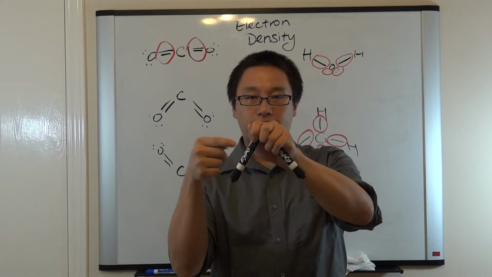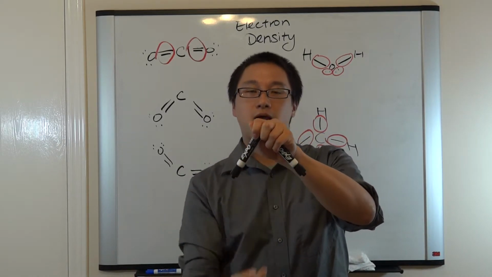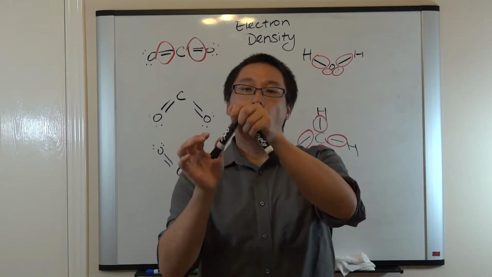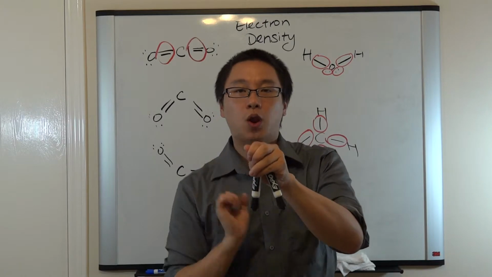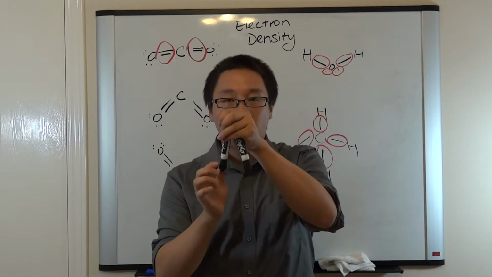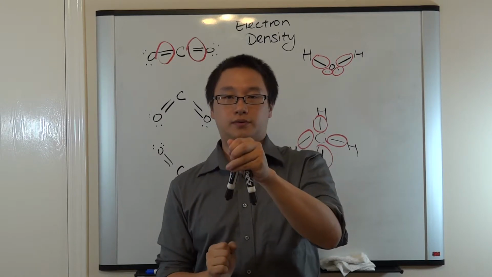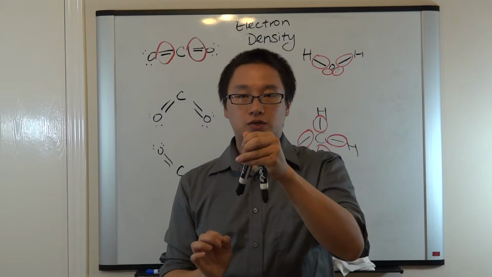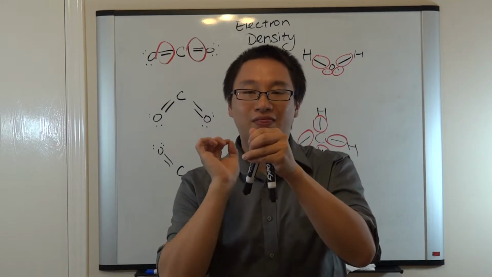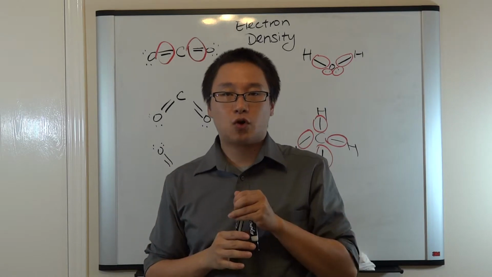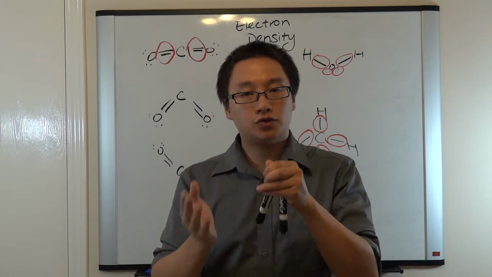These are electron densities, and these are negatively charged. What happens if they are so close together? I want you to think about this. What happens if they're so close together? The reality is that when they are so close together and all negatively charged, since they have the same charge, they would naturally repel each other.